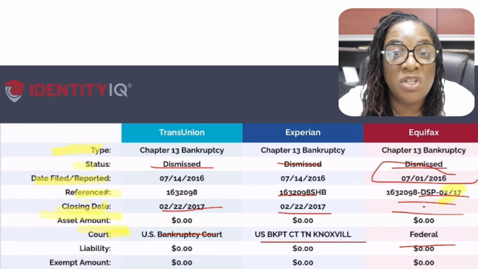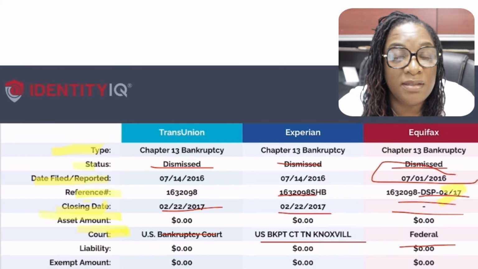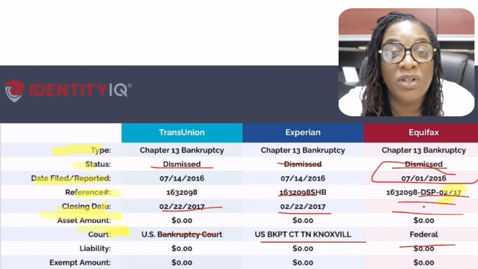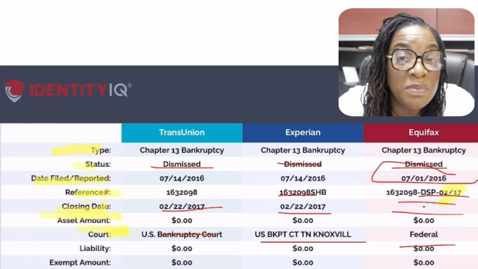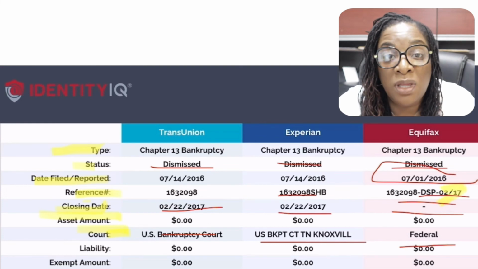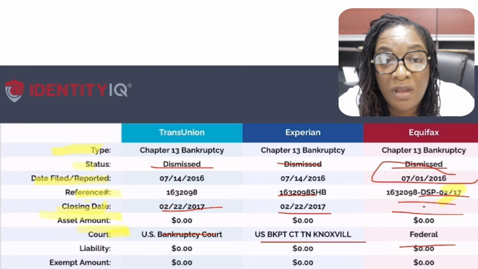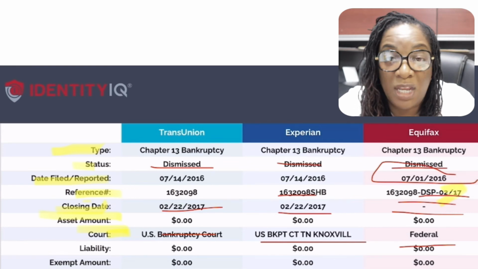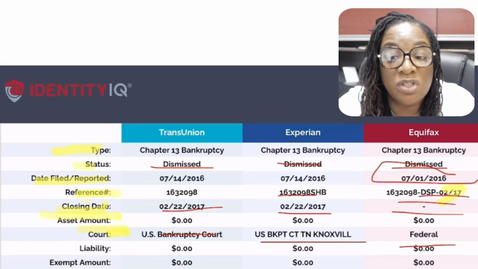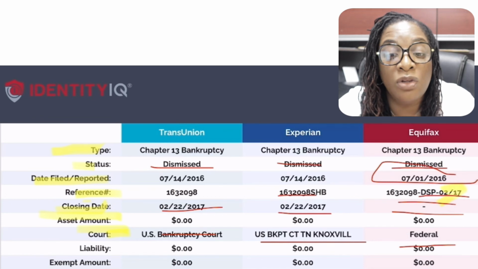Of course, always send your letters out to the bankruptcy court where you filed for your bankruptcy, so that you can get that letter back from them, that verbiage stating that they do not report to any credit bureaus, and also include that on your bankruptcy disputes.